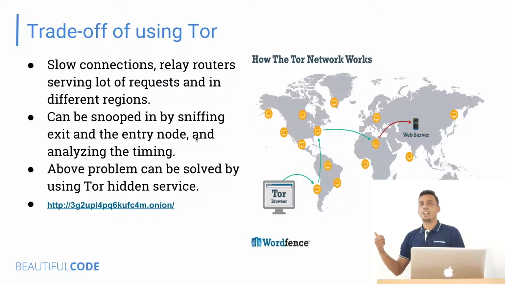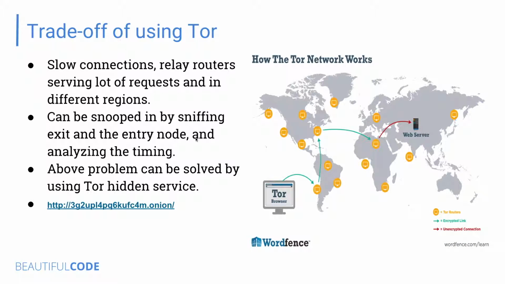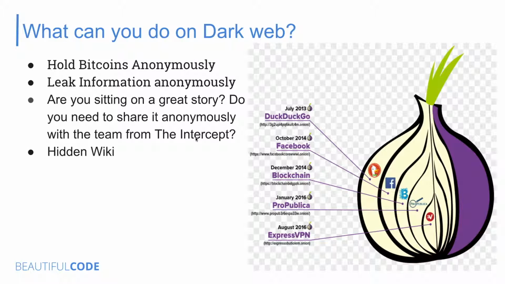So for that Tor introduced the hidden service, which is not in the scope of this, but I'm just letting you know. So this is an example of a hidden service address. These are called onion addresses. So what all things can you do on the dark web?